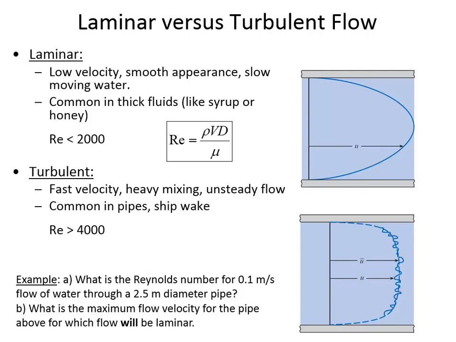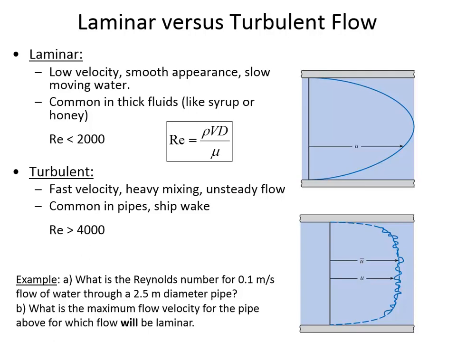But in part B of this example, what's the maximum velocity for laminar flow? So max velocity for laminar. In that case, we let Reynolds number be equal to 2,000, and then we solve for the velocity that gives that Reynolds number. The Reynolds number is V d divided by the kinematic viscosity, so we solve for the velocity. That'll be the Reynolds number times the kinematic viscosity divided by the diameter.